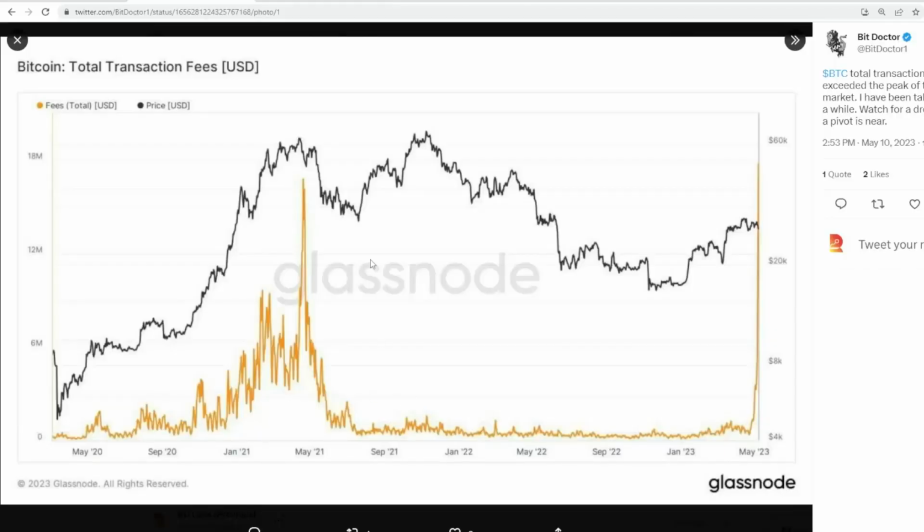If you take a look at total transaction fees, when we saw that massive spike, you saw a huge increase in the fees. That means the miners are being rewarded for it, which is phenomenal for the Bitcoin miners that have been struggling for a long time.